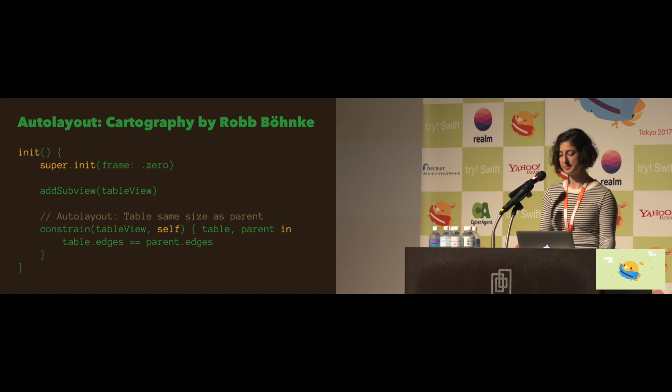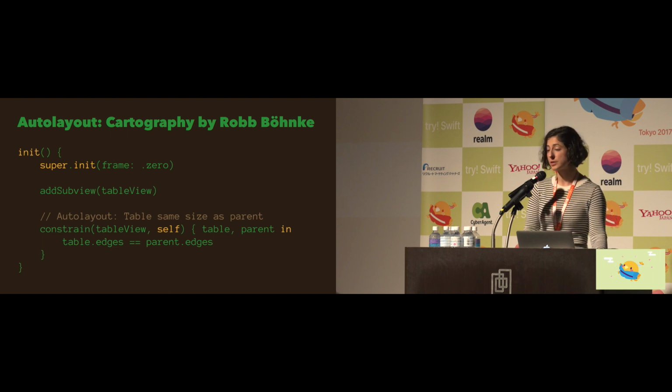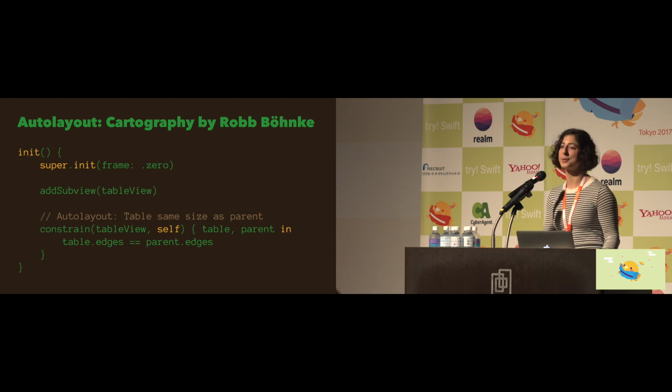In my opinion, Cartography makes auto layout function the way that I had always dreamed it would back when it first came out. Using Cartography, you can set up your auto layout constraints in beautifully declarative code. And it's particularly Swifty because we're taking advantage of another powerful Swift feature. In this case, operator overloads. If we look at this code, we're stating clearly and exactly what we want. The table view's edges are equal to the parent view's edges. That's it. Those are my constraints, and I'm done.